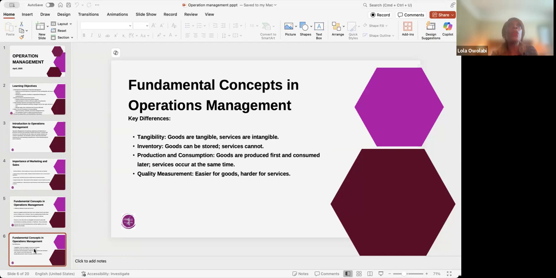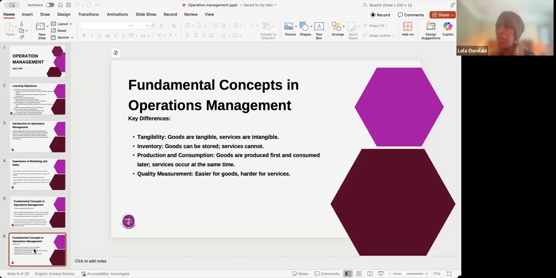Maybe you own a clothing brand or a shoe brand, you can store them. You can put them in storage and count them. When you sell one, you tick it off your inventory. But services cannot be stored. When you look at production and consumption, goods are produced first and consumed later, while services occur at the same time. And quality measurement is easier for goods, harder for services.